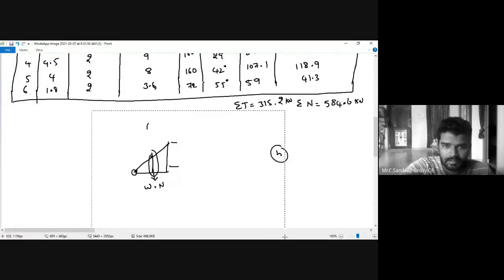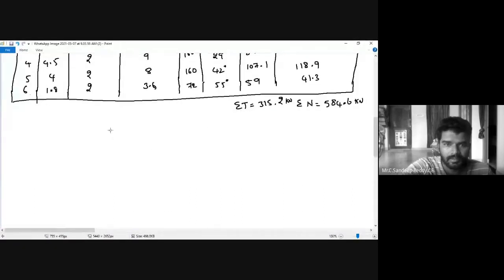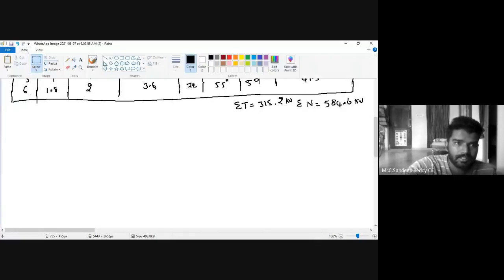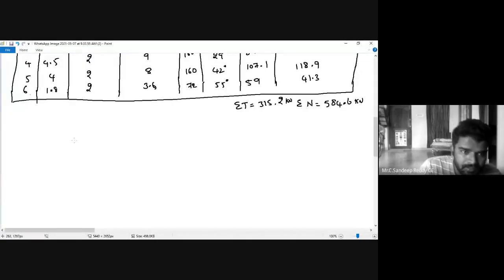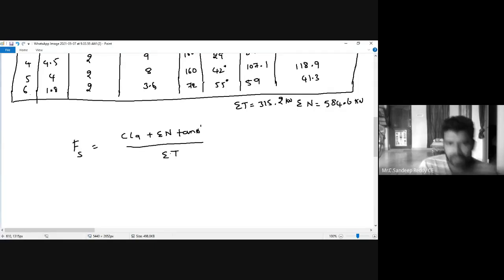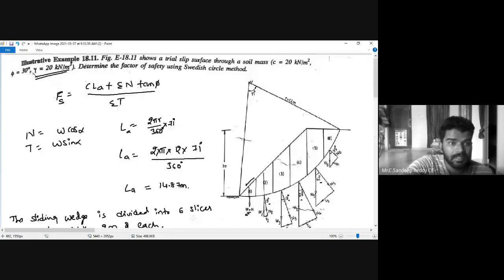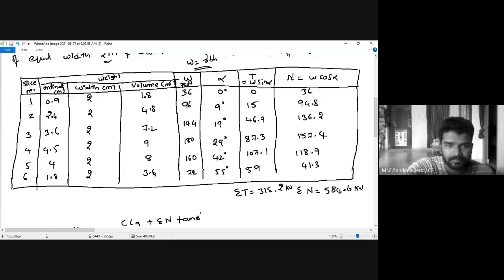Then what is the factor of safety formula we have? Let me clear this. Let me write the factor of safety here. Tell me the equation. What is factor of safety? C into La plus summation of N into tan phi dash by summation of T. Right? So in the equation, what is the C value given? For the given data, C is equal to 20 kilonewton per meter square. Then phi is equal to 30. You remember these two.